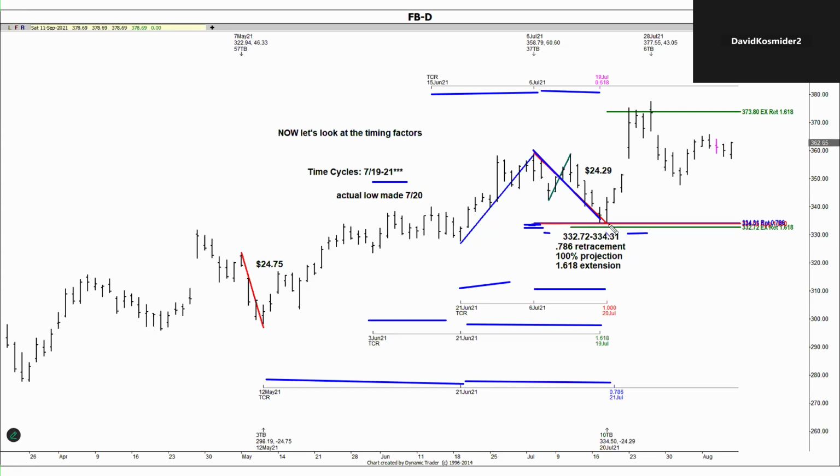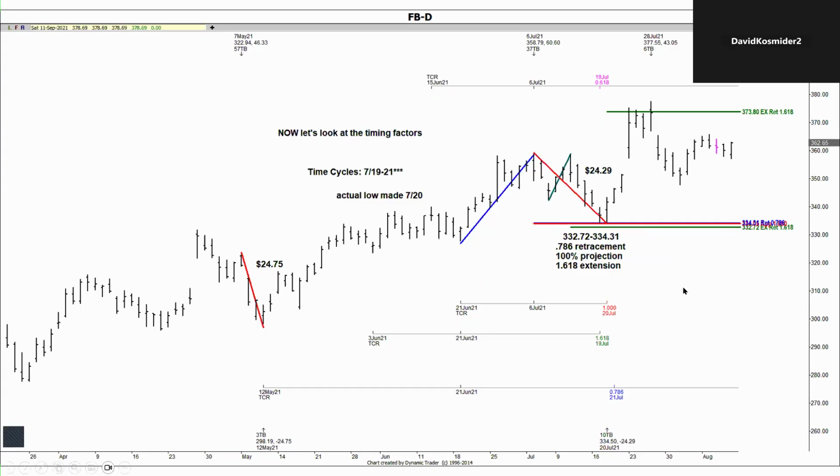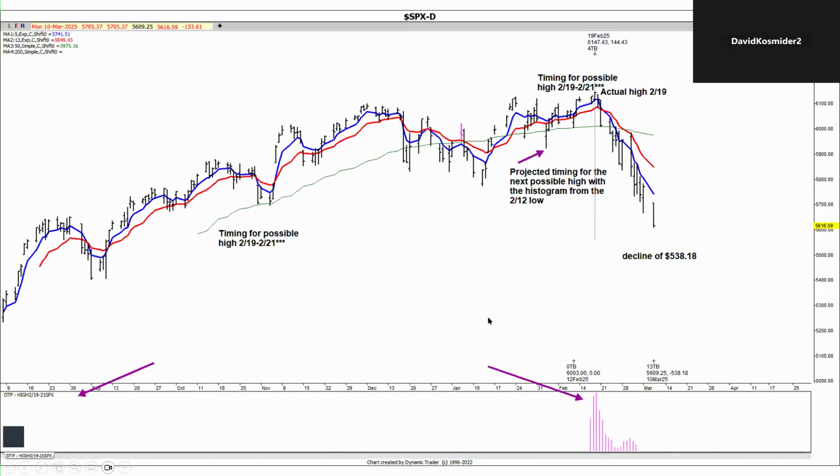All right. So when we had time and price come together, then it was actually a higher probability trade setup, because not only did you have the price coming together, you also had the time coming together. All right, here we go. We have another example of a histogram that showed timing in S&P cash.